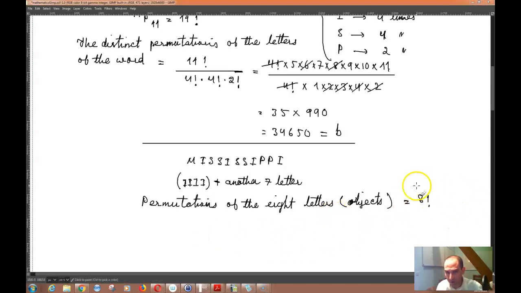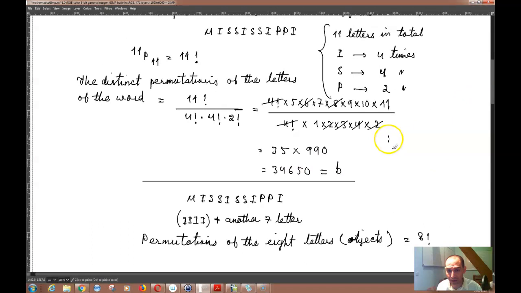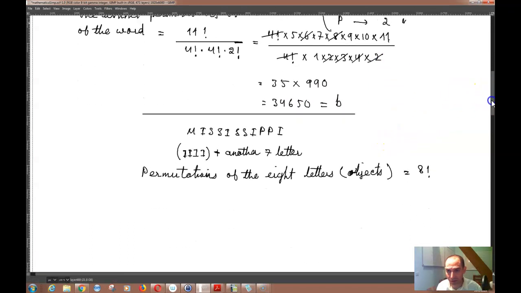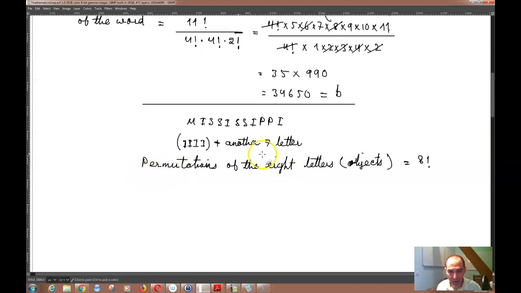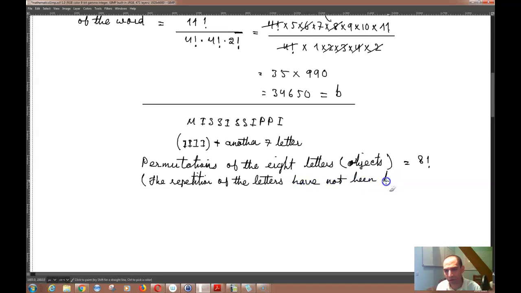Now there is a problem here. And of course here the repetition of the letters has not been taken care of yet.